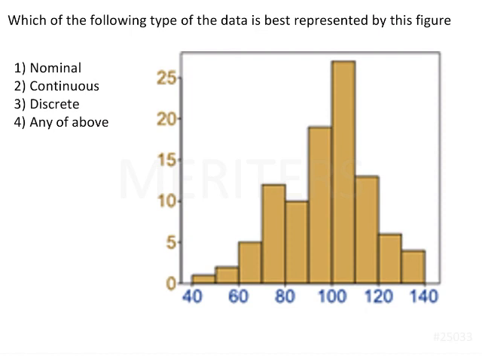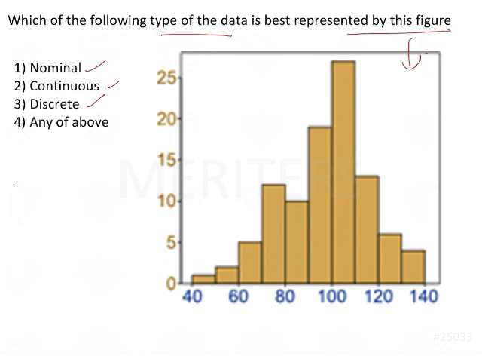Which of the following type of data is best represented by this figure? If you look at the question, there are two things. One is this figure; they didn't mention what kind of figure this is. Another is that we have to find out what kind of data this is. The given options were nominal, continuous and discrete. Okay, so we'll look into the figure now.